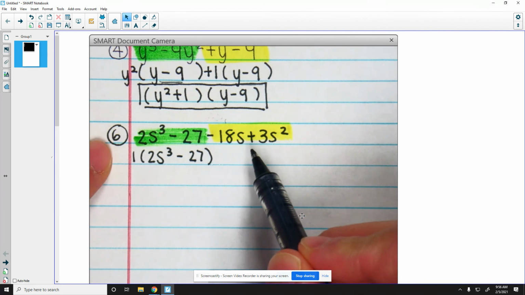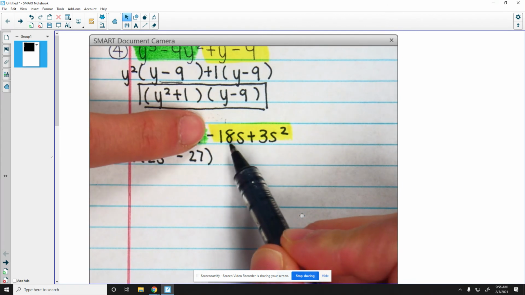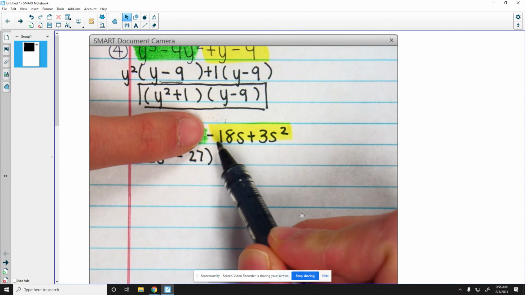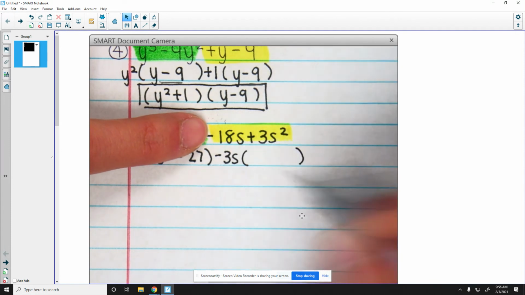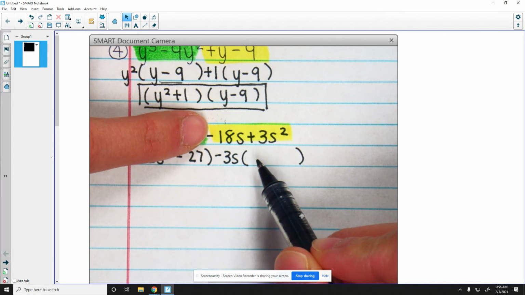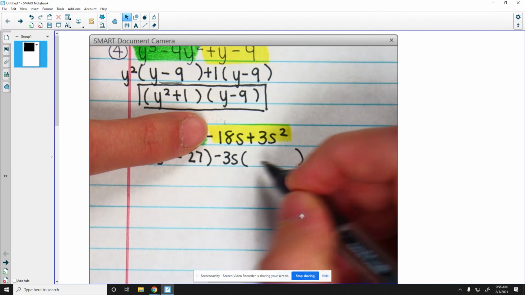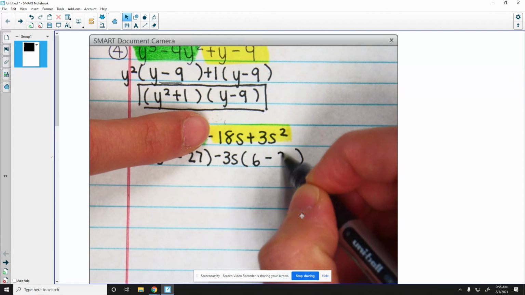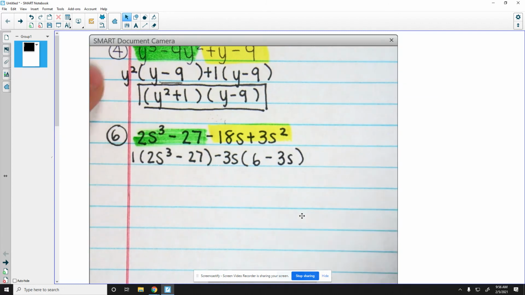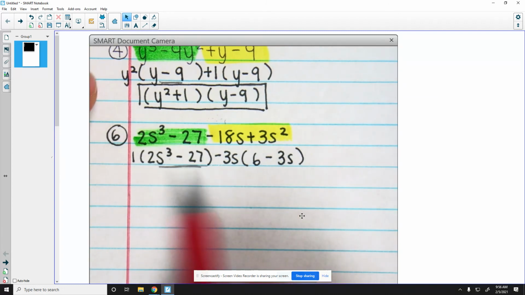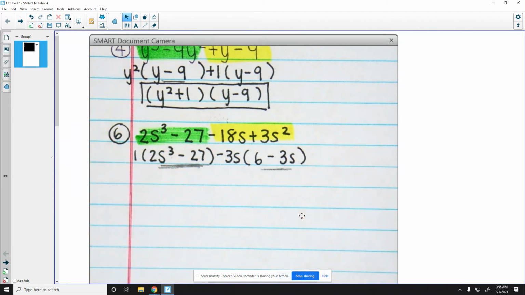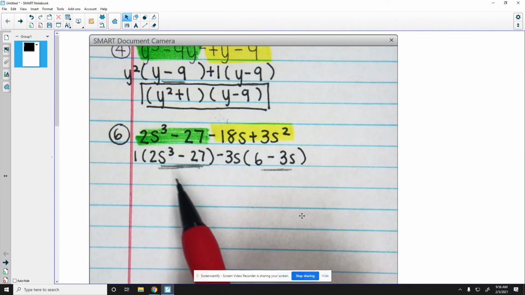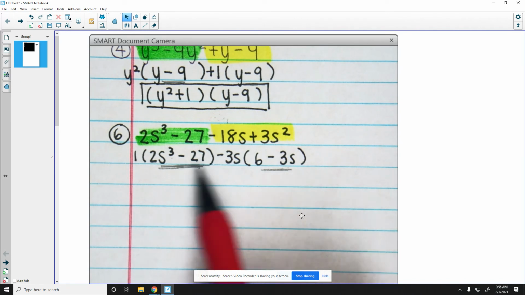Second group. What can I take out? Negative 3s. Thank you for saying negative, 3s. I'm taking out a negative 3s. Left over, what do I have? 6 minus 3s. Uh-oh. Do you see how the things in parentheses are not the same? You've never run into this before, really. So let me tell you what's going to happen. If the things in parentheses are not the same, it doesn't mean you can't factor it.